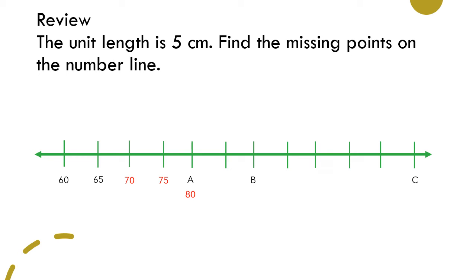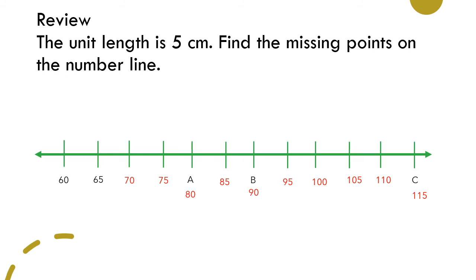All right, counting more. Keep counting by 5s. 80, 85, 90. That letter equals 90. Keep going. 95, 100, 105, 110. What does C equal? 115. Where are our endpoints on this number line?